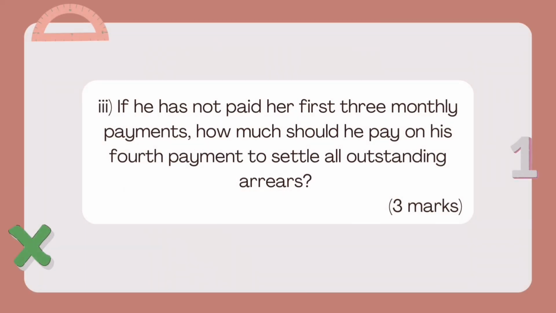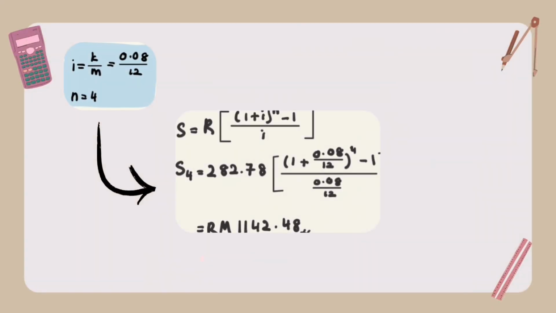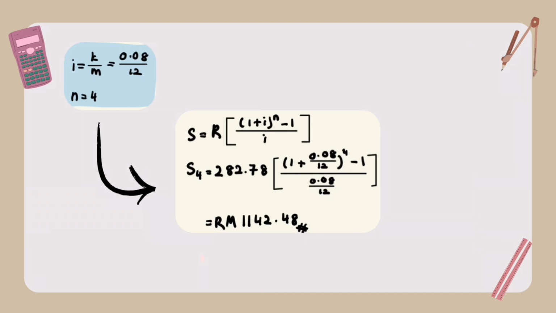If he has not paid his first 3 monthly payments, how much should he pay on his fourth payment to settle all outstanding arrears? First, we have to find I. I equals K over M. K is 0.08 and M is 12. Next, we have to find N. N is 4 because we must find how much he should pay on his fourth payment.